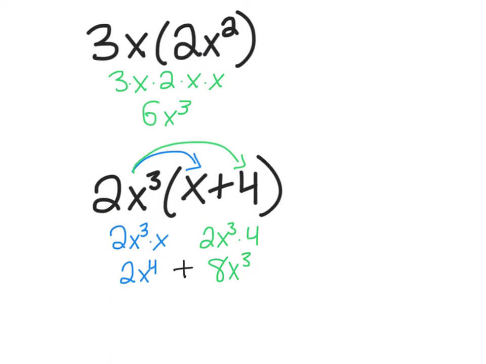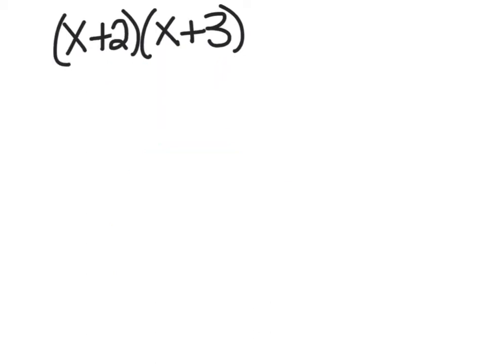Now let's look at what happens when we're multiplying a binomial times another binomial. Remember that a binomial is an expression with two terms. Let's start with the most basic example, x plus 2 times x plus 3. Notice that this whole first binomial is in parentheses. That means that this whole binomial is being multiplied to this whole binomial. In other words, every term in the first expression must be distributed to every term in the second expression. And I'll show you two ways to do that.